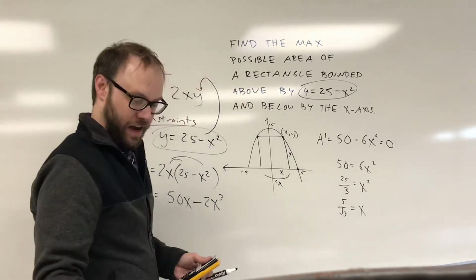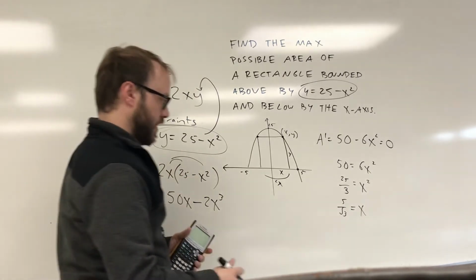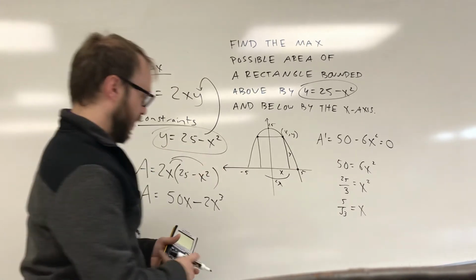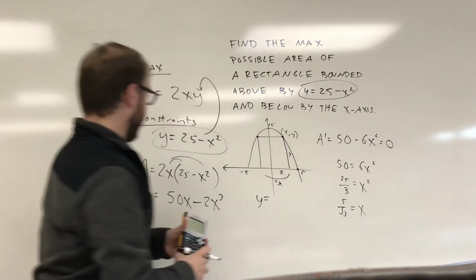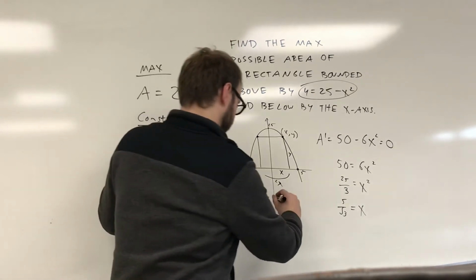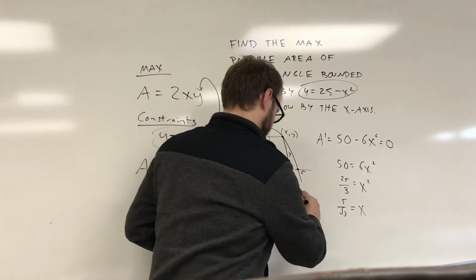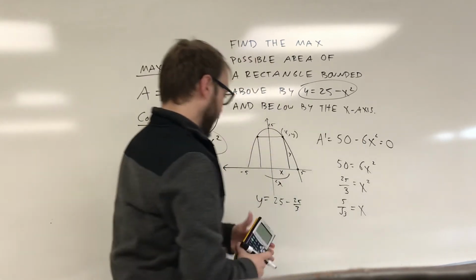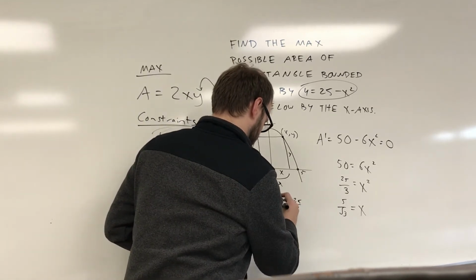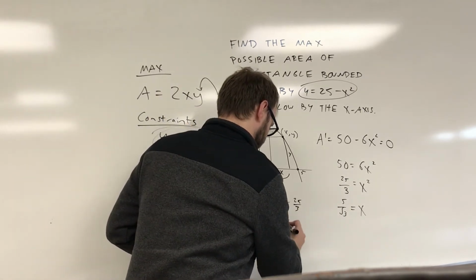All right, so 5 over radical 3 is our x. You need to find a y value. And notice here that y is equal to 25 minus x squared. Most of the time you're going to be able to substitute in one of your other equations and find your missing value. So 25 minus x squared. X squared is just 25 over 3. Okay, that'd be 75 over 3 minus 25 over 3. And that's going to be y is equal to 50 over 3.